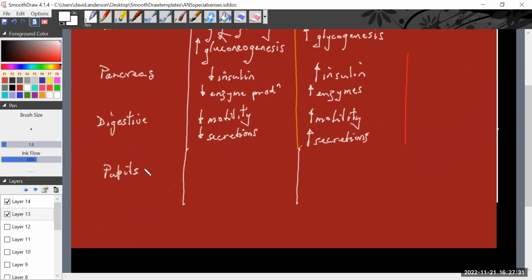And the pupils, we're going to get dilate and constrict. Think about fight or flight. You want the pupil to dilate, let more light in, be able to see more periphery so that you can respond to different things in your field of vision. And during rest and digest, you're just trying to do the opposite. You want to sleep. Let less light in.